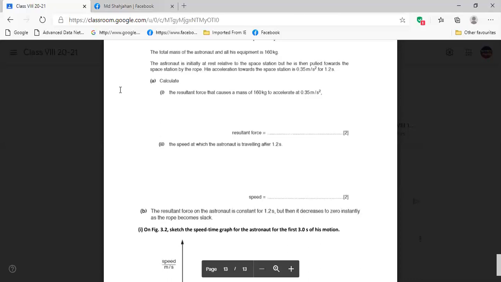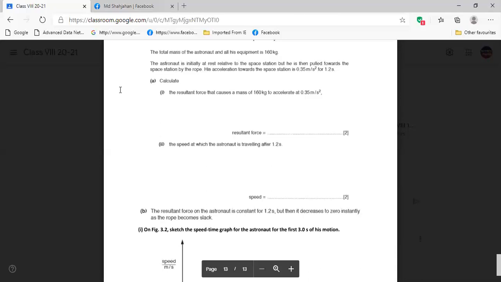Number 2, the speed at which the astronaut is traveling after 1.2 seconds. So how will you get it? Wait, I see. So this one you got in kinematics. Yes, I will multiply the time with the acceleration.